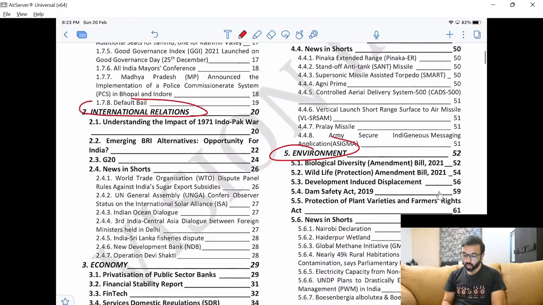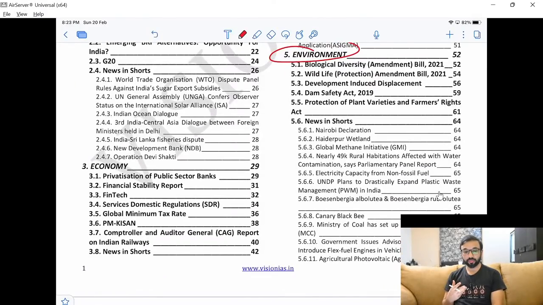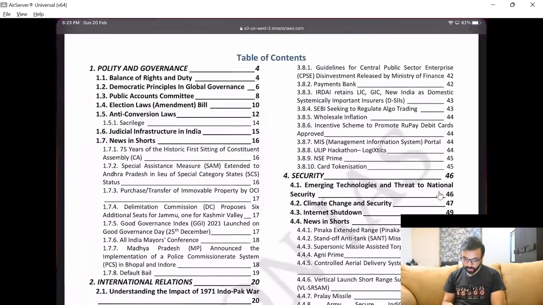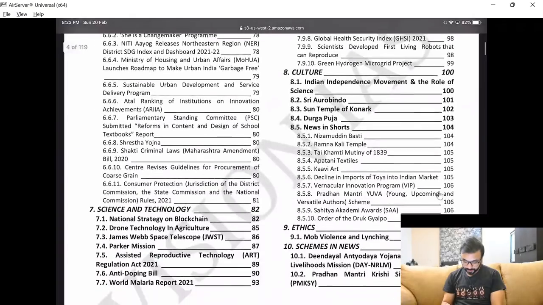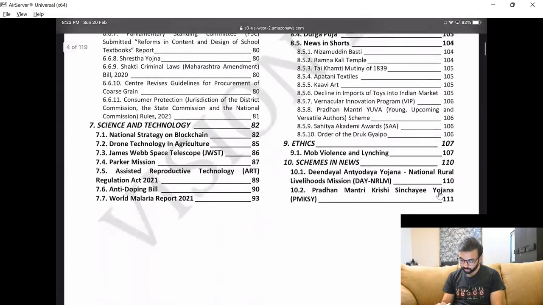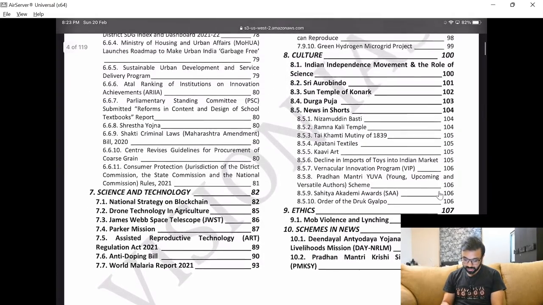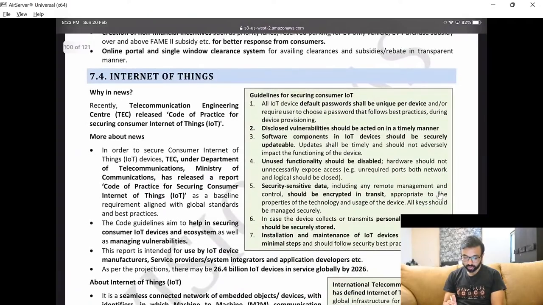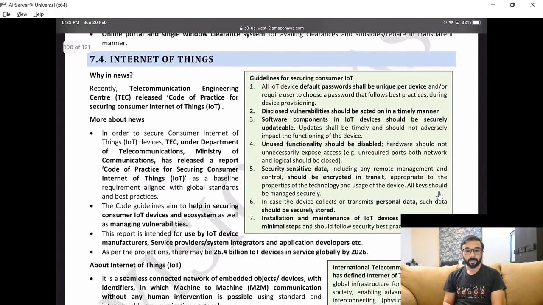I personally don't like the kind of language they use in Vision IAS. I think they use very difficult language. For example, I'll show you in science and technology, they have a particular section on IoT, Internet of Things. And if any Vision people are listening to me today, I think this is the feedback I would like to give you also. So this is the Internet of Things.